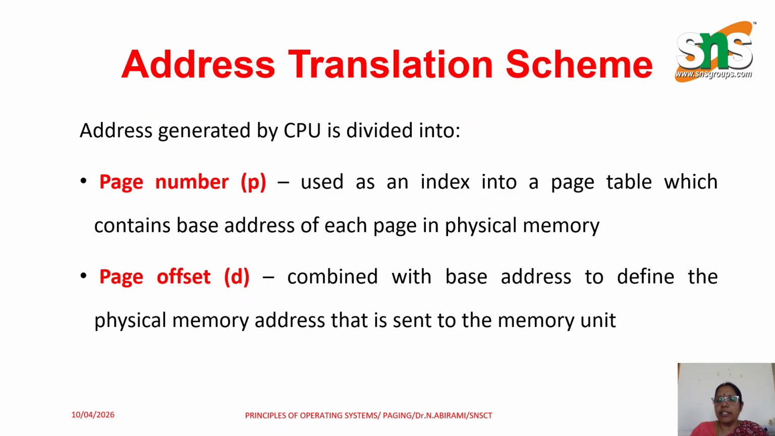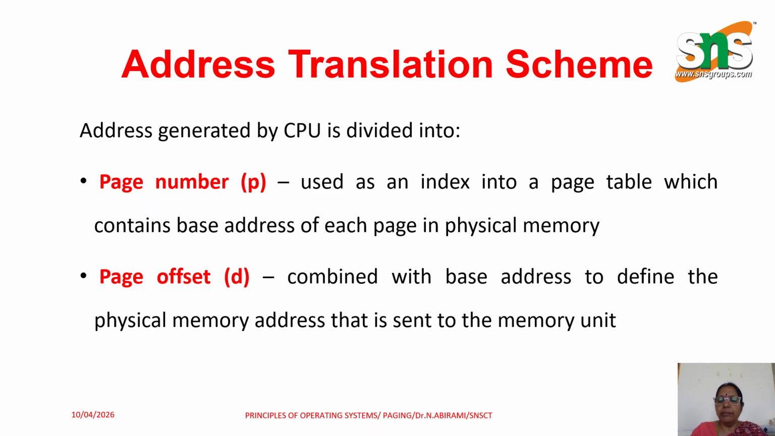The address translation scheme. Here, we find the correct address generated by the CPU in order to map it to the frames at the memory end. The address generated by the CPU is divided into two parts: the page number P, and the offset D. The page number P is used as an index into the page table, which contains the base address of each page in the physical memory. The offset is combined with the base address to define the physical address that is sent to the memory unit.